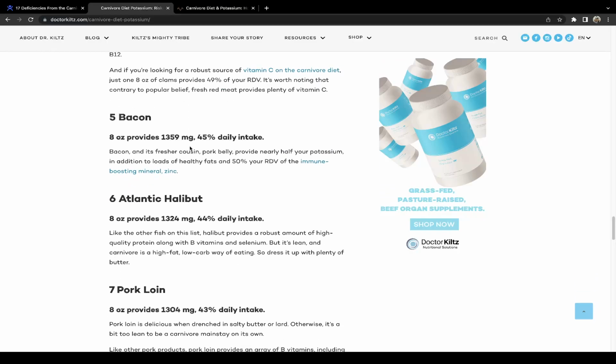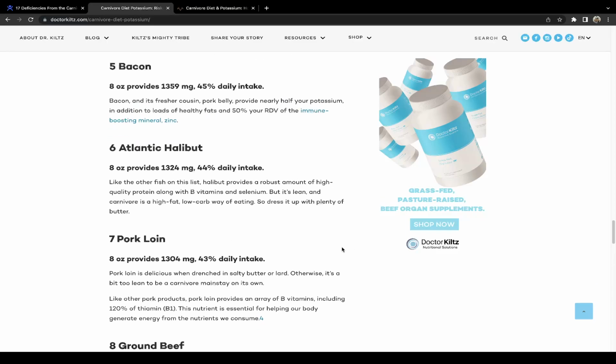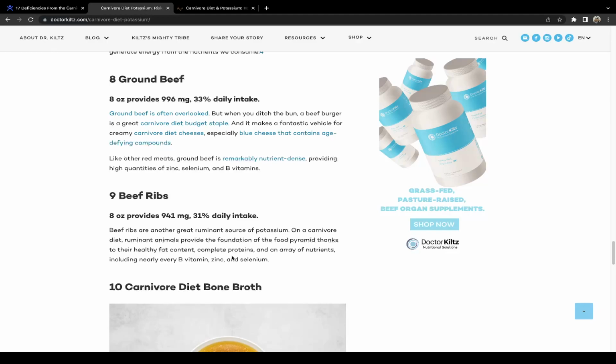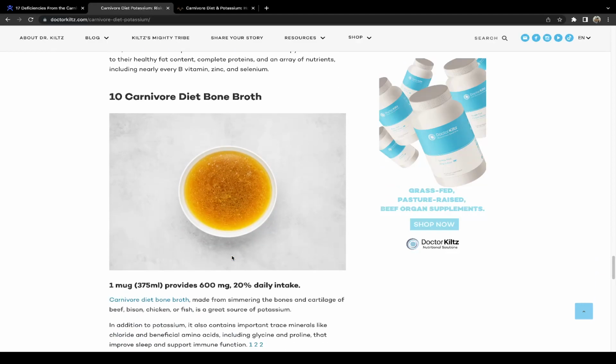And then 8 ounces of bacon, which will probably be more common, 45% of your daily intake. Halibut's not. And then ground beef, 8 ounces will give you 33% of your daily intake. So you can get your daily intake, and that's based off of, you have to remember, because we talked about this in a previous episode, that all of the daily recommended values, that research is coming from people who have predominantly eaten an American diet, which is high in carbs, which is high in plant foods, which is high in all those lectins and stuff like that, that is hindering your absorption of nutrients and minerals. So you would normally have to eat more.